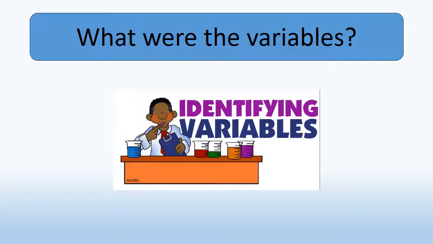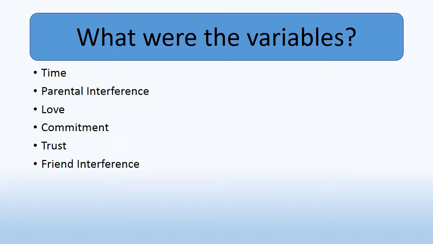You would know it was an independent variable because that would be what the researchers would be manipulating. Well, in this case, we did not have independent and dependent variables. The researchers just took a look at some variables, and there were actually quite a few. There were several different variables that the researchers investigated.